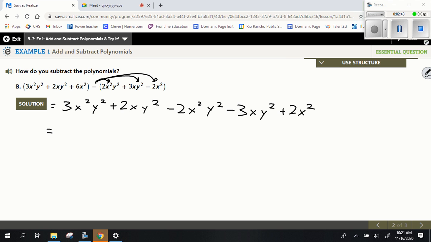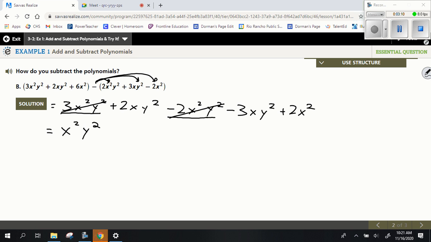Now I need to find like terms and combine. So this one has an x squared and a y squared. I want to look for anything else that also has an x squared and a y squared. And that's going to be this term. So if I have 3x squared y squared, and I take away 2x squared y squared, I am only going to have 1 x squared y squared left. So when I combine those two terms, that's what I'm going to get.